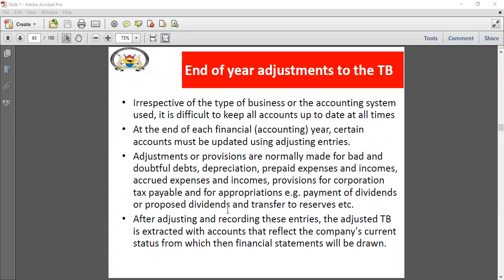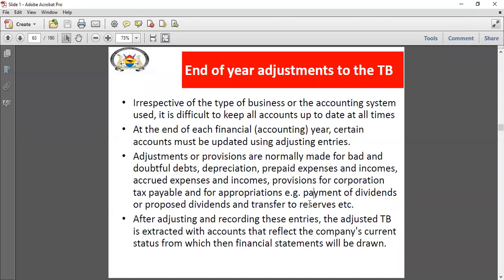And then we also have payment of dividends and proposed dividends. These should also be adjusted, as well as the transfer to reserves. Reserves is basically money set aside for specific reasons. For example, we can set aside money to buy a given machine. Money could be set aside for a given project and so on. So those are reserves.